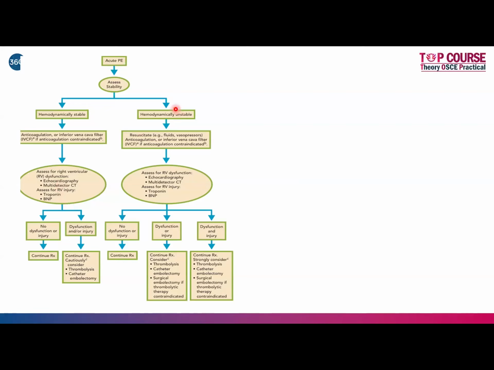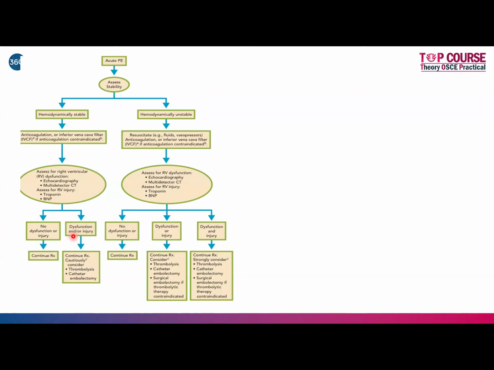In case of a hemodynamically unstable patient, as I said, CTPA might not help. A more helpful parameter probably would be an echocardiography. So if there is no dysfunction or injury, basically the patient has come in a low risk state, continue the regular treatment. You can consider anticoagulation. If the patient has come with a dysfunction, the main confusion is between the intermediate low risk and intermediate high risk state.